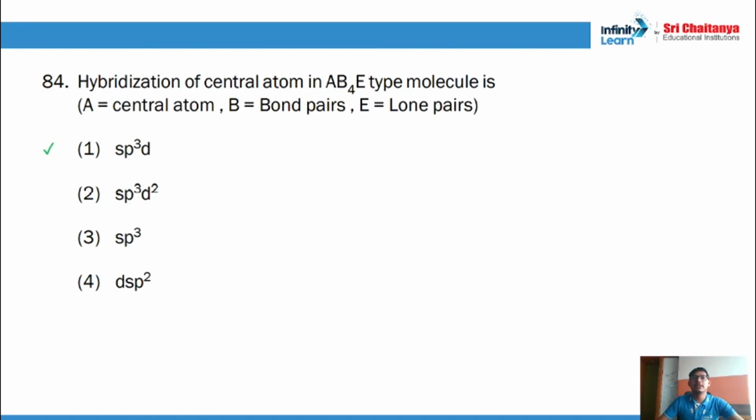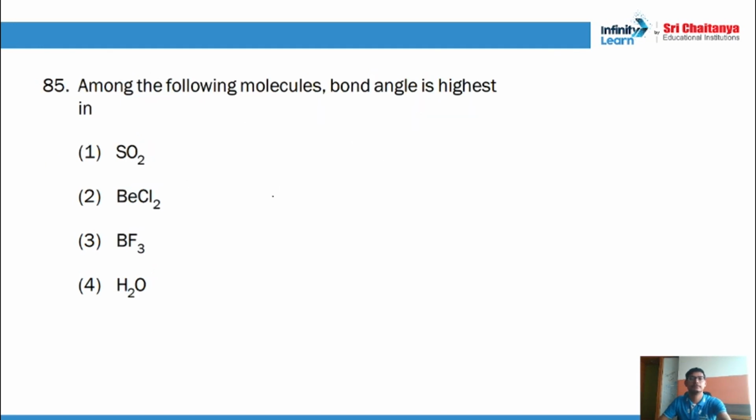Hybridization of the central atom in AB4E. Basically, guys, there are 4 bond pairs and 1 lone pair. Now the central atom has 5 electron pairs in total, so obviously we need 5 hybrid orbitals. So the hybridization is sp3d, trigonal bipyramidal.